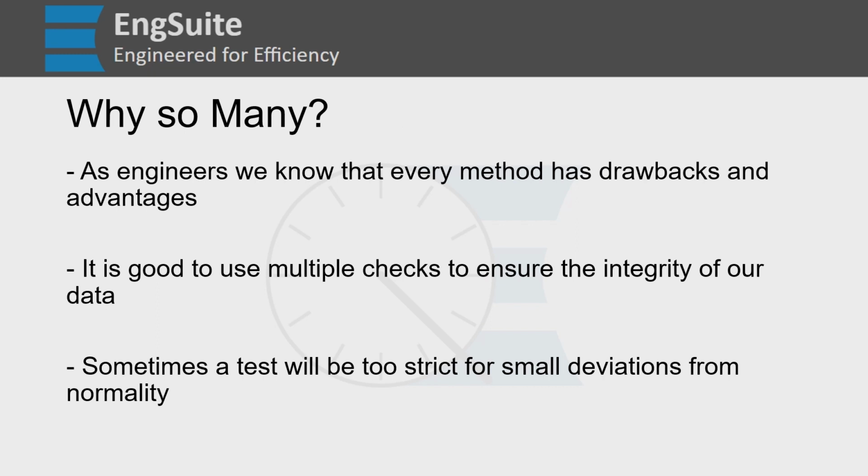Well, as engineers, we know that every method has drawbacks and advantages. And we also know that it's good to use multiple checks to ensure the integrity of our data. Sometimes a test is going to be too strict for small deviations from normality. Generally that's kind of what we're looking for, a stricter test. But sometimes it's too strict and our data is good, our capability is excellent, and we really want to be able to use the data because it looks good. Great capability, but we're failing normality on a really strict test. Maybe we'll want to open that up a little bit. Who knows? Maybe we will see a normal distribution.